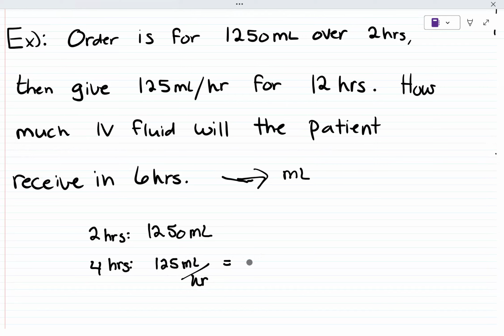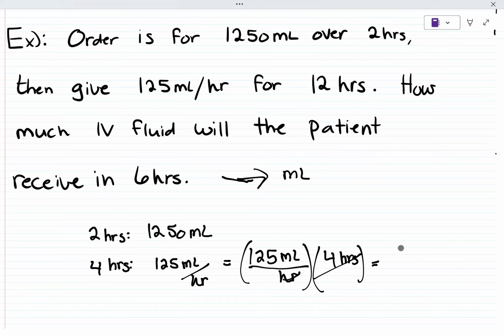We want it in milliliters, so what we'll do is multiply this rate, 125 milliliters per hour, by 4 hours, right? As you can see, the hours disappear, and then you're left with 125 milliliters. But we want it in a total of 6 hours. That is a total of 6 hours, right? 4 plus 2 is a total of 6 hours.